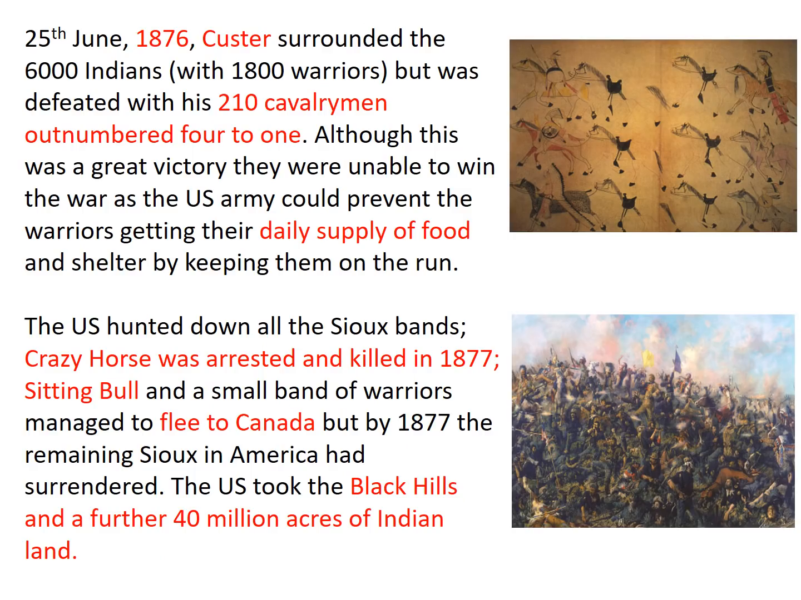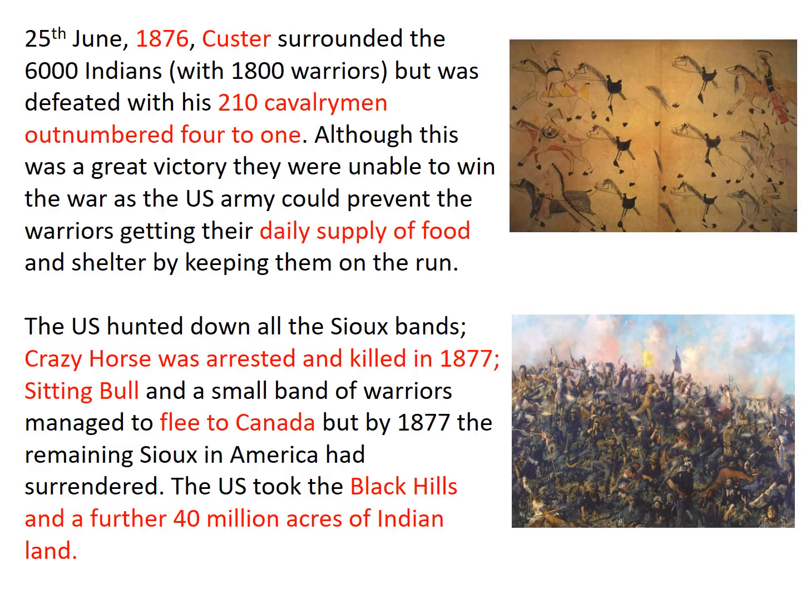So this is the famous incident, one of the most famous incidents of this whole sad campaign. General Custer, in 1876, surrounds the 6,000 Indians, of which 1,800 are warriors, with 210 cavalrymen. But he's outnumbered 4-1 and is defeated. It's a great victory for the Native Americans, but it doesn't last because the US Army prevents the warriors from getting their daily supply of food, and they kept them on the run.